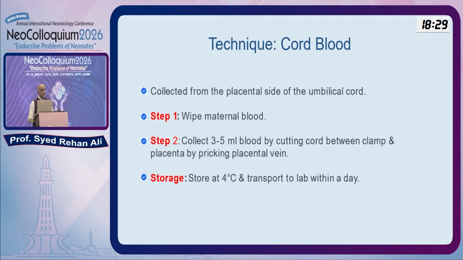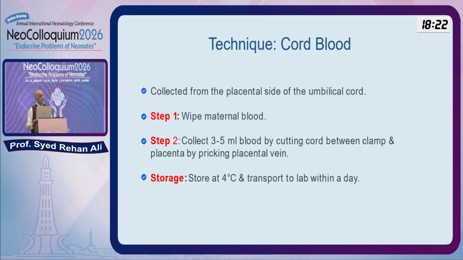There are two ways of doing bloods in these babies. One technique is taking cord blood, which is collected from the placental side of the umbilical cord, not the baby side. So, wipe the maternal blood, collect 3 to 5 ml, store at 4 degrees centigrade and transport. That's pretty easy and simple. You don't need to touch the baby, you don't need to harm the baby, and there would be no iatrogenic pricks or anything. You just have to collect 3 to 5 ml of blood and send it to the lab.